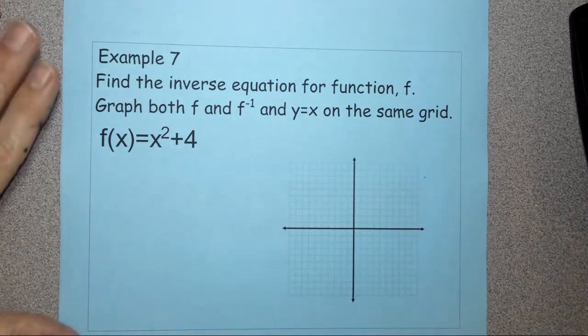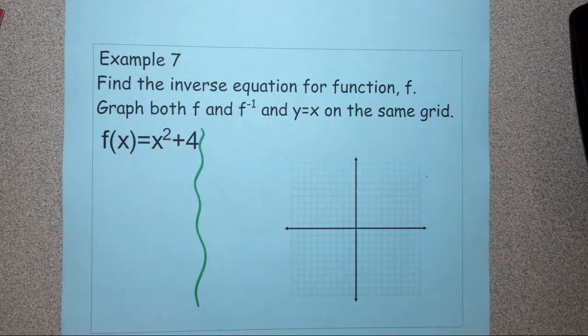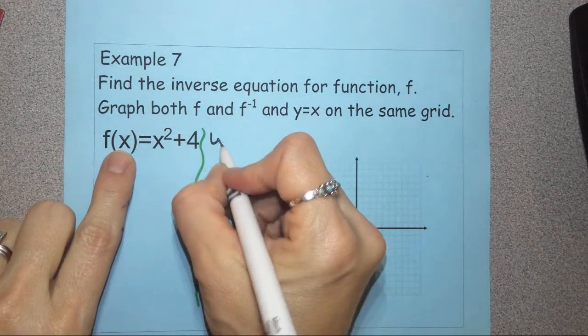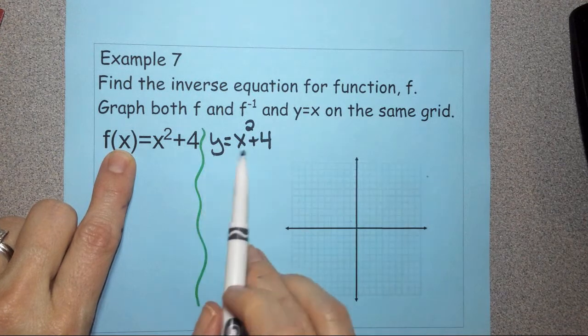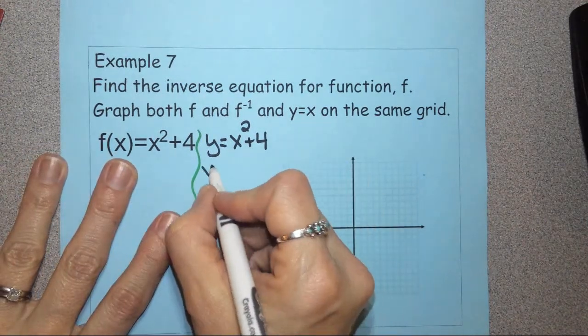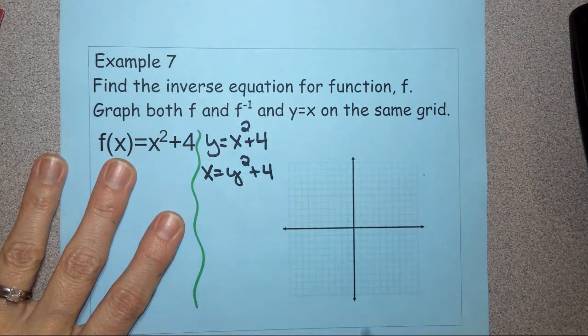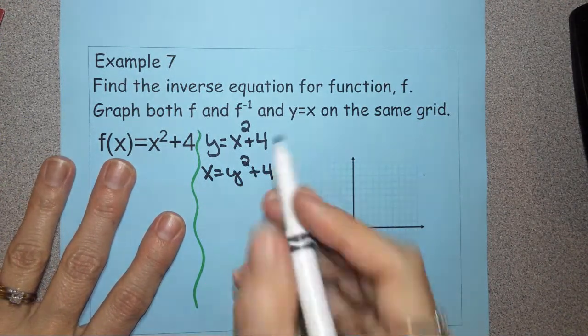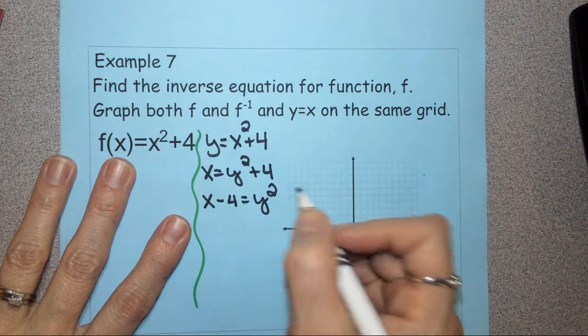Let's go find the inverse of x squared plus 4. All right, so where it says f of x, I'm going to change this to a y. Now I'm going to switch the x and y so that it says x equals y squared plus 4. I'm trying to get the y by itself, so I'm going to subtract 4. So x minus 4 equals y squared.